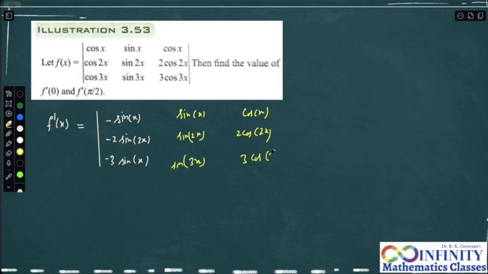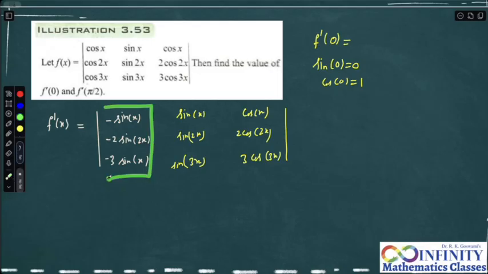Three cos 3x. What will be the benefit of doing it like this? You will ask me what is going to be f prime 0. So I will plug 0 in place of x. Always remember sin 0 is 0 and cos 0 is going to be 1, right? So sin 0 equals 0 will make this column 0, and whenever there is a 0 column, the determinant of that expression is going to be 0. Okay, so that is why this expression is going to be useful for you.